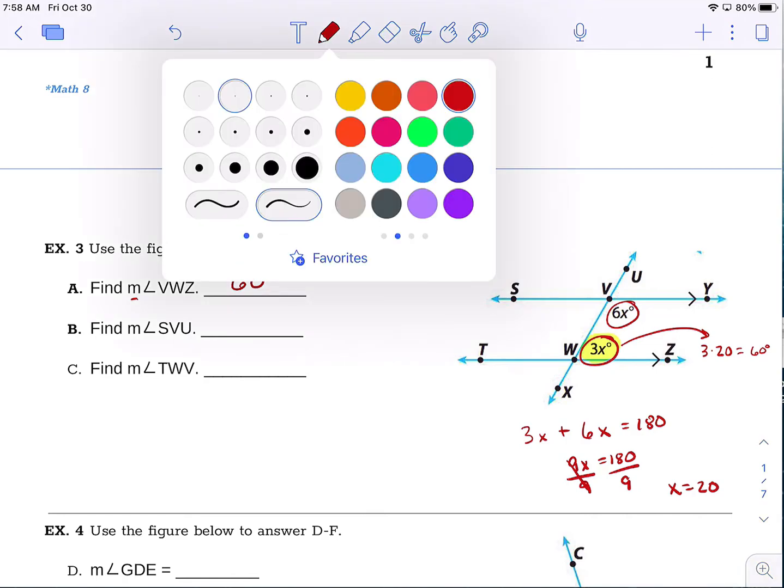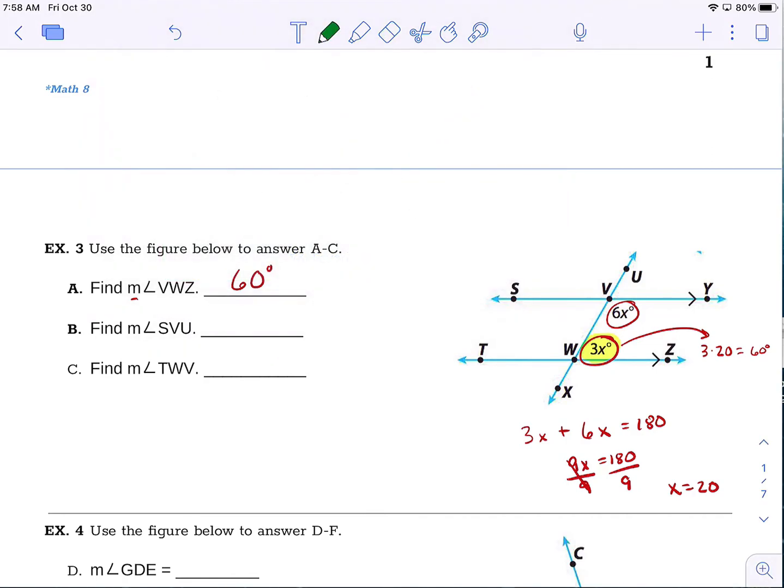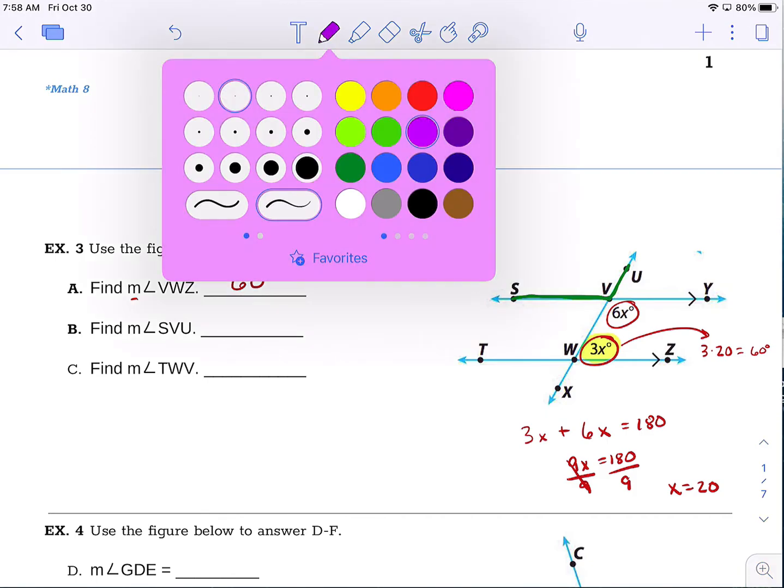Now I'm going to switch colors as well, just so we can see what's next. SVU. Where's that? There it is. SVU. So that'd be that angle right up there. Okay, that angle right up there. So that one too, if I look at that and look at what I know so far, I know that one angle is 60, and there's not really a whole lot I can do with that. Okay, so let's skip it. Get on the next one.